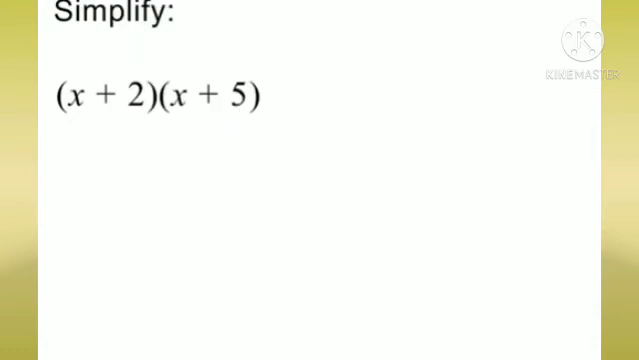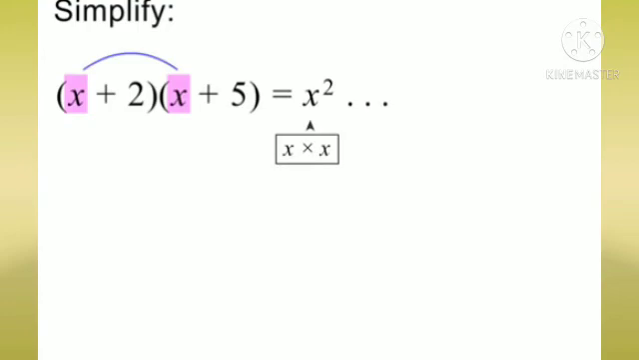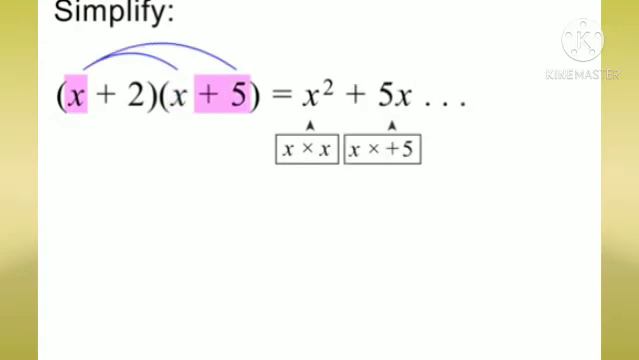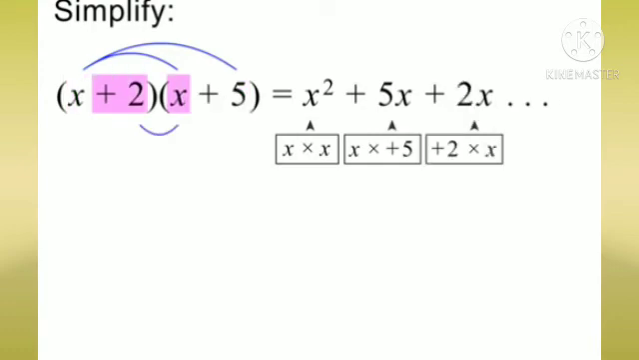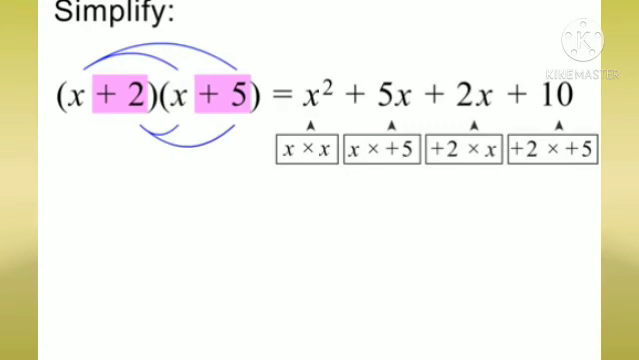Let's use FOIL to help us simplify this example. We begin by multiplying the first terms. X times x equals x squared. We then multiply the outer terms. X times plus 5 equals plus 5x. Then we multiply the inner terms. Plus 2 times x equals plus 2x. We end by multiplying the last two terms. Plus 2 times plus 5 equals plus 10.